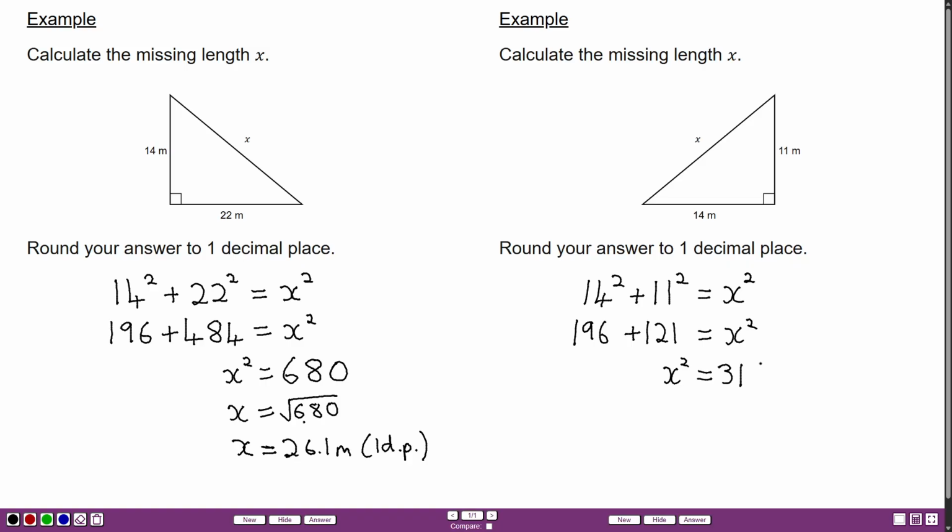And again, just check yourself here. There's no way this length is 317. We need to square root it. So x is equal to the square root of 317. And pushing that into our calculator, the square root of 317 to one decimal place comes out to be 17.8. So x equals 17.8 meters. And again, that's to one decimal place.